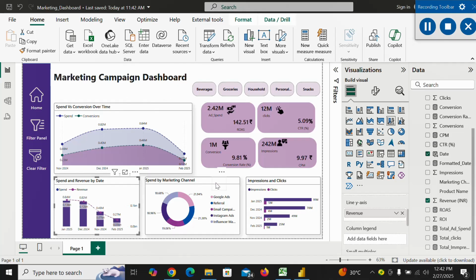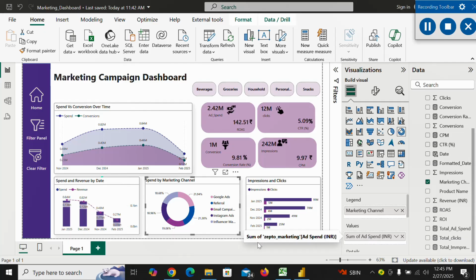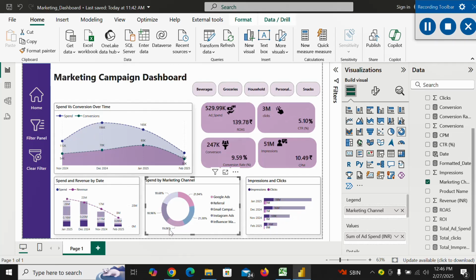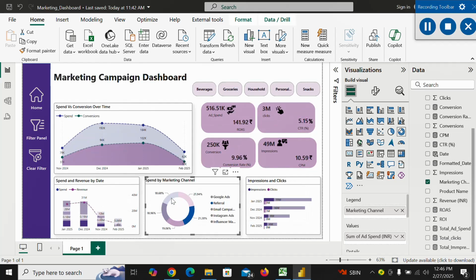Okay, this is a donut chart. From the visualization, this one is the donut chart. Marketing channel versus ad spend. We can see which marketing channels are receiving the highest spend. We can also filter and see which marketing channels are performing better, like this. We can see which marketing channel is performing better.